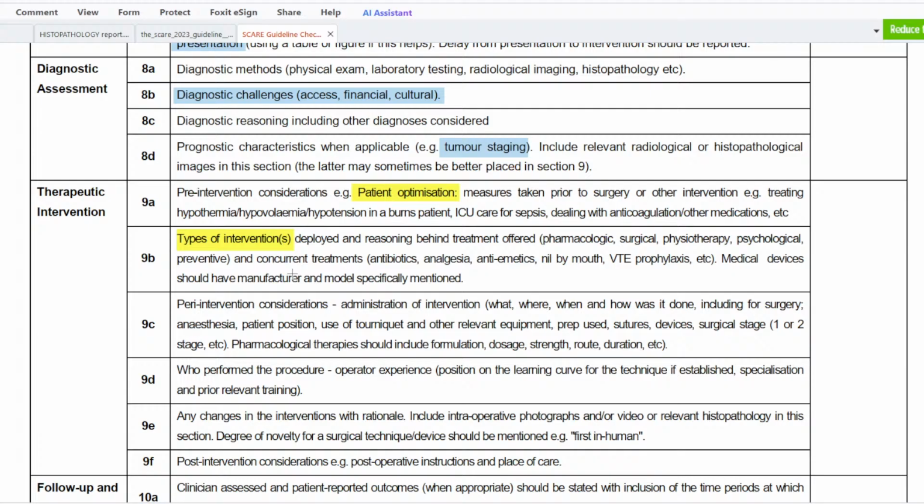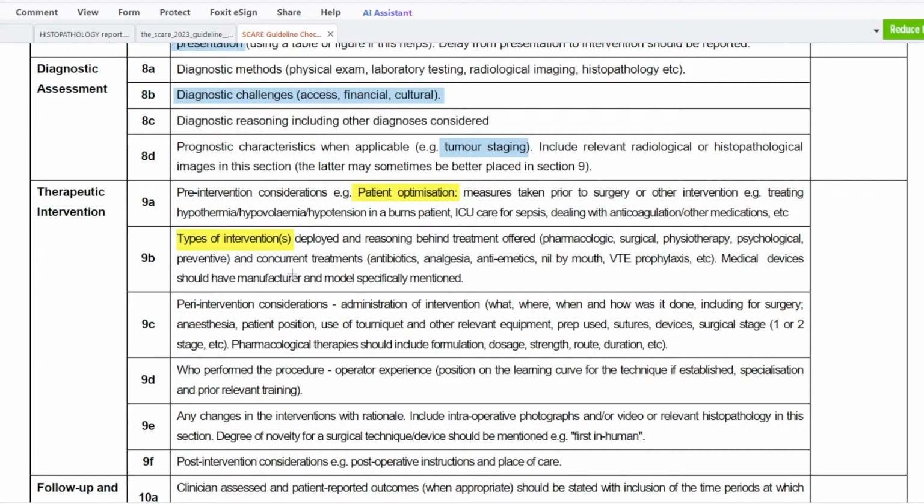Operator experience, position, learning curve of the technique if established, prior training. Any changes in the interventions, with input, interpretive photographs and videos, instruction, degree of novelty for the surgical intervention and cost in human terms.